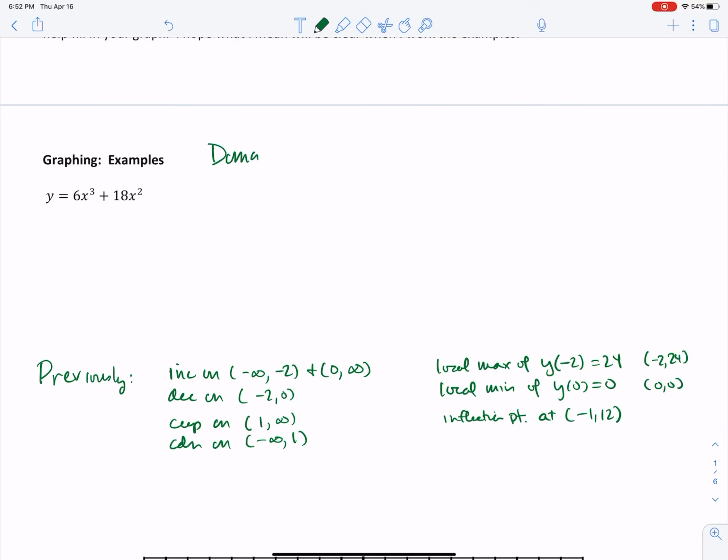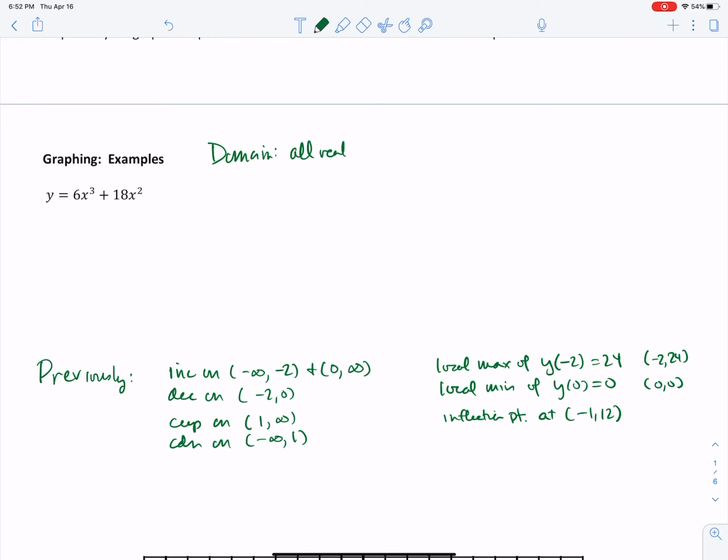In terms of a domain, this is a polynomial. So our domain is all real numbers. And so there's no possibility of vertical asymptotes.